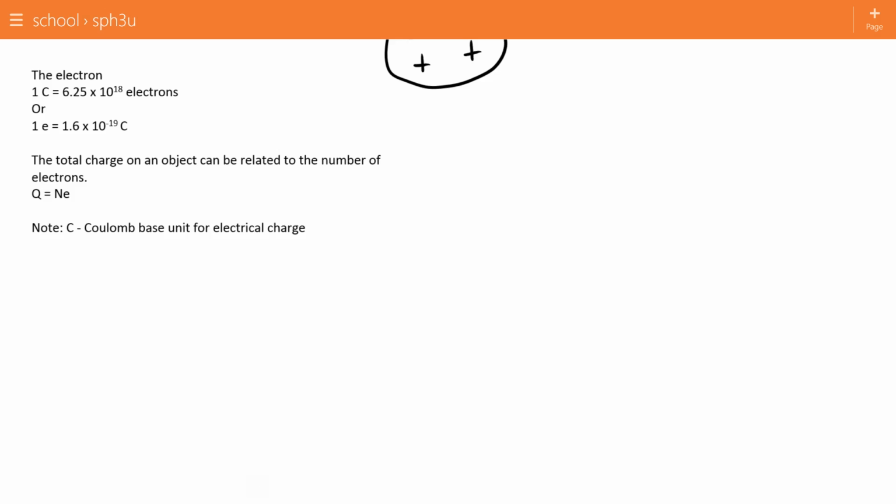Later, when they discovered the electrons, they discovered that they made 1 coulomb of charge, or the base unit of electrical charge, very large. It worked out that there are 6.25 times 10 to the 18 electrons, and essentially what this means is that there are more electrons than you could possibly imagine in 1 coulomb of charge. Alternatively, we can look at this from the point of view of 1 electron, in that 1 electron will have a charge of 1.6 times 10 to the negative 19 coulombs.